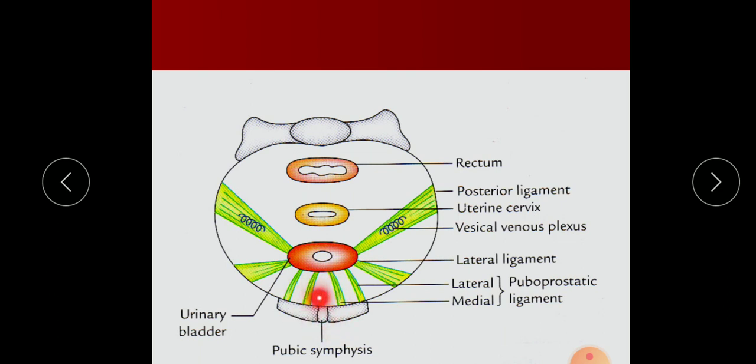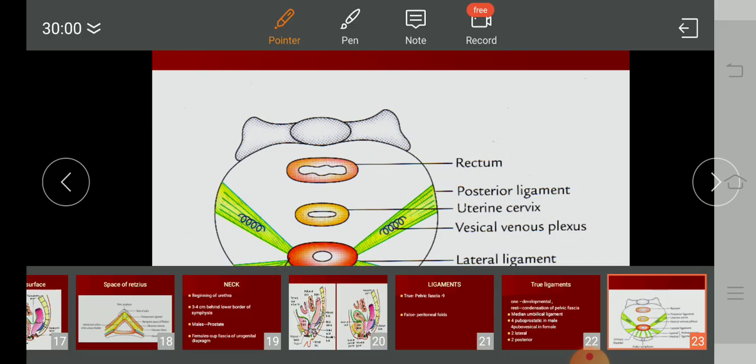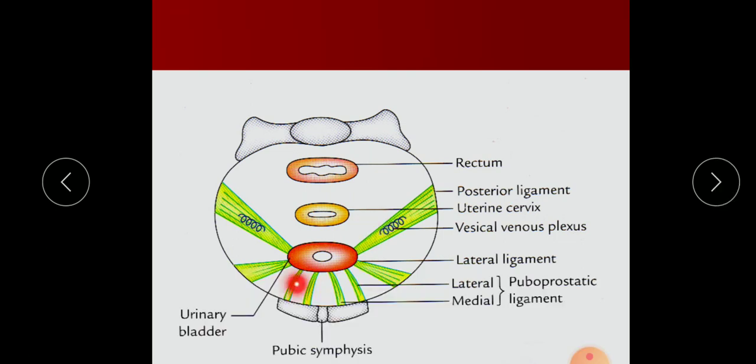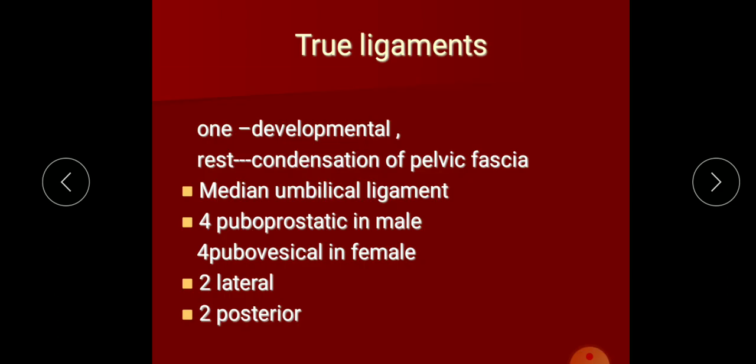I've already told you that out of the 4, you find 2 medial ligaments and 2 lateral ligaments. The medial puboprostatic ligament will extend from the neck of the bladder towards the pubic symphysis, and the lateral ligament will extend from the neck towards the tendinous arch of the pelvic fascia. So these are the 4 ligaments, puboprostatic in males and pubovesical in females.